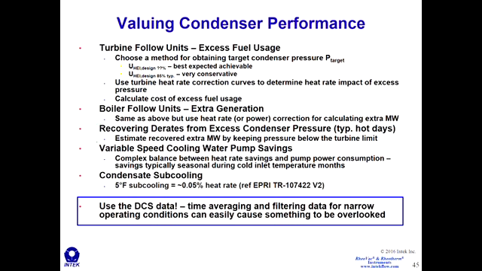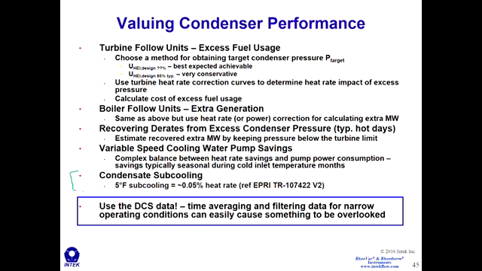Variable speed cooling water pumps, for the very few plants out there that have these, if you can cut back on your cooling water flow usage, you can save station power and deliver more megawatts to the grid. And typically you would only do this in the winter times when reducing condenser pressure does not favor the efficiency of power generation.